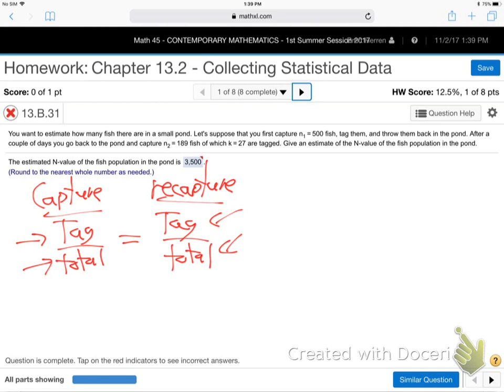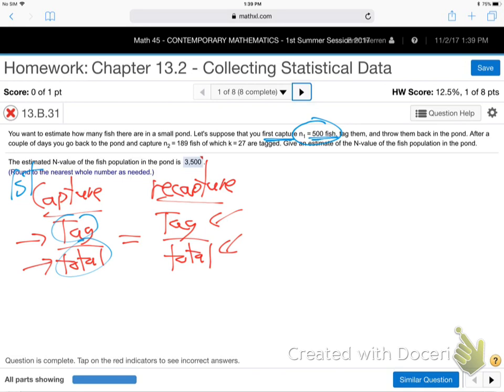So let's take it number by number. That 500, where does that 500 go? What you want to ask yourself is that's the capture. That's the first capture. So that's over here, the first. That's either going to be the top or the bottom of the first capture fraction, right? It's the 500. Is it the top or is it the bottom? How do you know? Well, ask yourself, are those 500 fish all tagged or not?